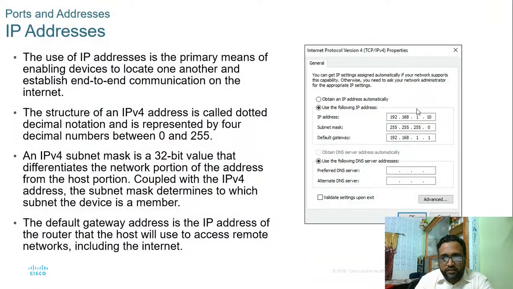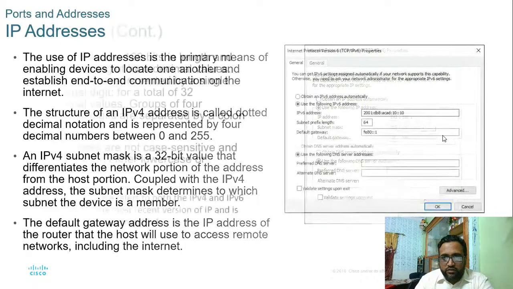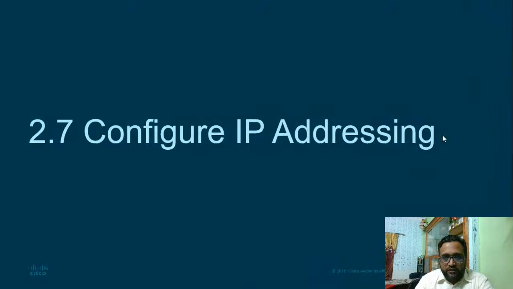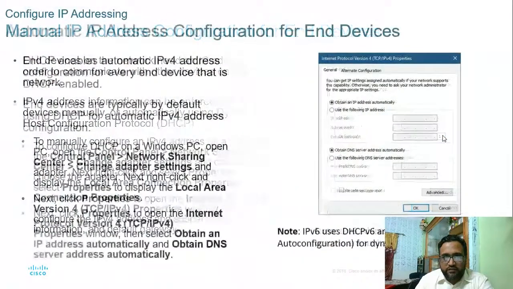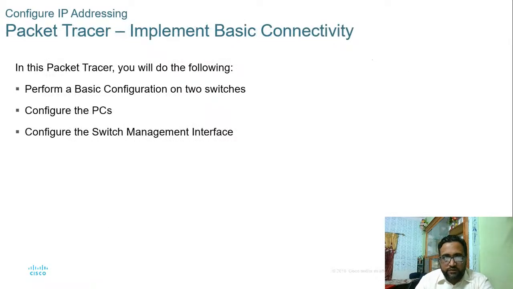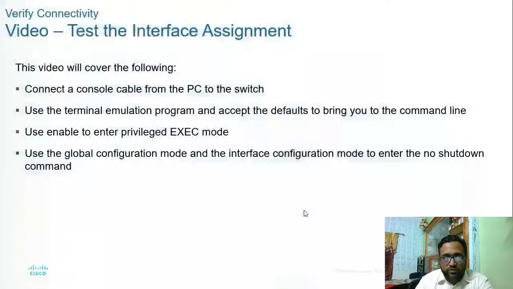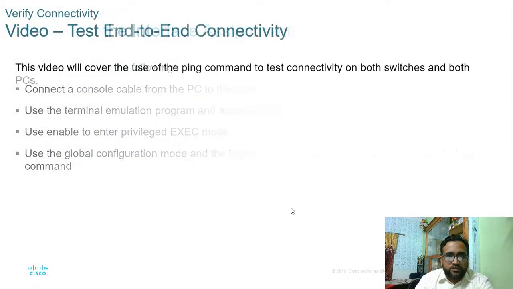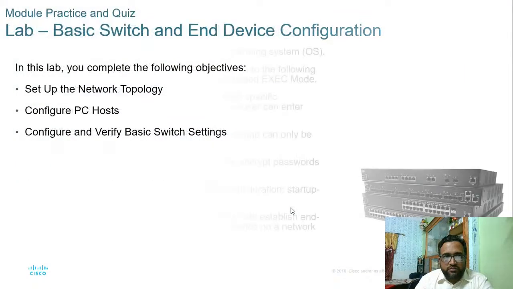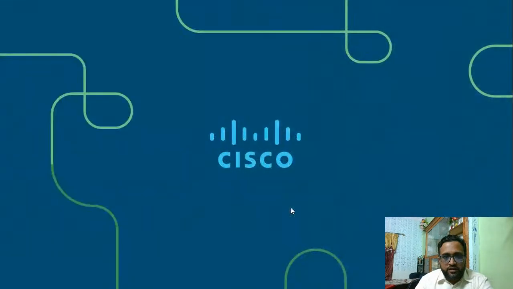Ports and addresses: we have set the IP address on the PC as well. So these are the different configured IP addresses. Yes, we have configured the IP address on the PC. We have also configured the IP address on the router. And we have not touched the VLANs. This was the very first class, so I don't want to create any confusion. So this was all about the basics.